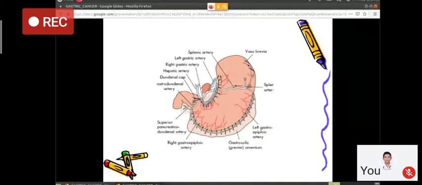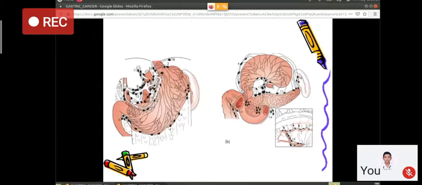There is an extensive vascular network inside the stomach, and extensive blood supply means extensive lymphatic drainage also. So there will be certain stations where the lymph nodes drain, and it is very important to know the lymphatic drainage when we are talking about malignancy, because whenever we do a surgical dissection or resection, we are going to remove the lymph nodes also.